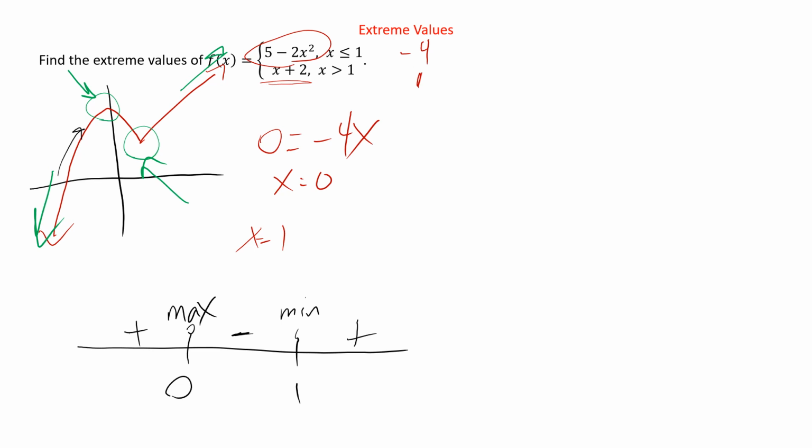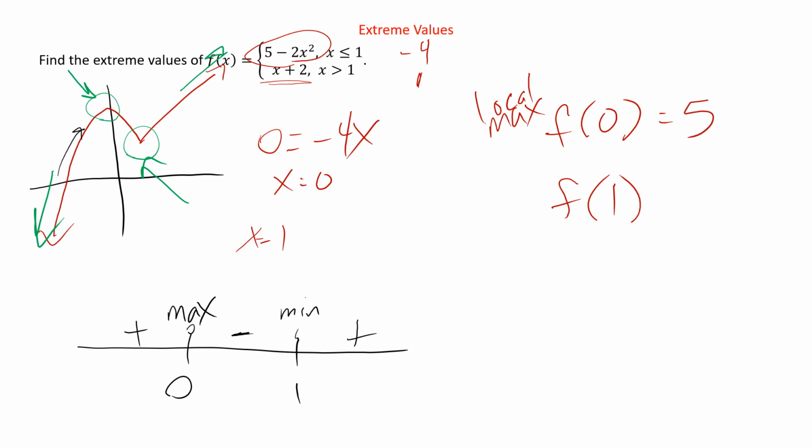Now, it wants the extreme values. That means we have to find what those actual y values are. So we're going to need to find f of 0, and we're going to have to find f of 1. So the local max, f of 0, we plug in 0. 5 minus 2 times 0 is just going to be 5. And then the local minimum, we plug 1 into either of them because they actually intersect, but we could make sure it's continuous, plug it into both. 5 minus 2 times 1 is 3. 1 plus 2 is 3. So this is going to be 3. So the local maximum is 5. Local minimum is 3.